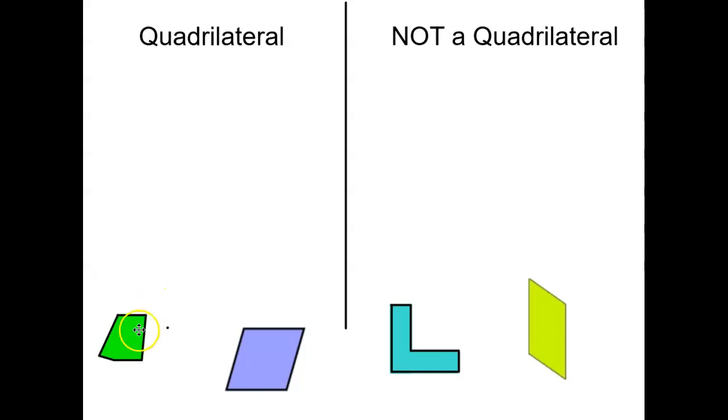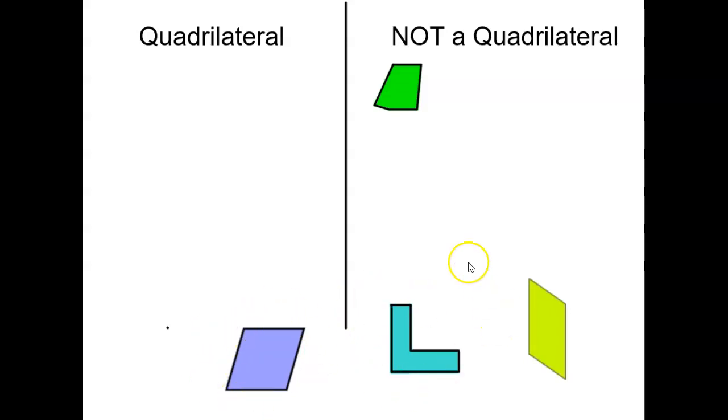Let's look at this shape. Let's count the number of sides. So I'm going to put the dot there. 1, 2, 3, 4, 5 sides. Is a five-sided shape a quadrilateral? No. How many sides does a quadrilateral actually have? You're right, it has four sides. So this shape isn't a quadrilateral because it has five sides. Do you remember the name of a shape with five sides? That's right, it is a pentagon.